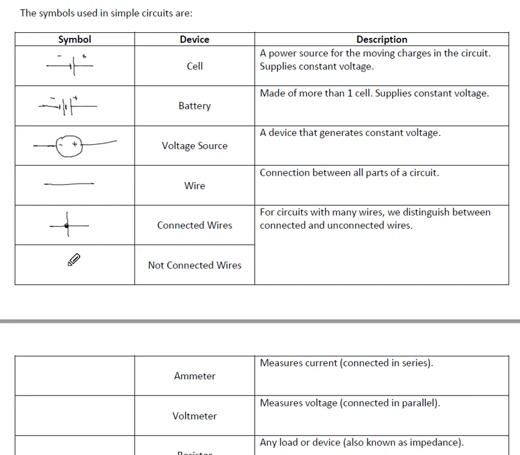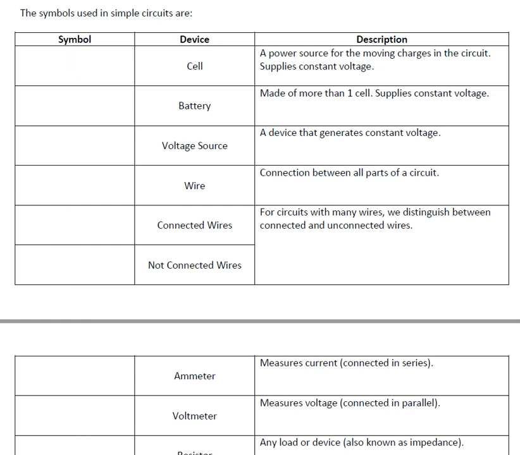If you want to show 2 wires that cross but aren't actually connected, usually what we do is draw a little bridge like so over top. Ammeter, big A, so this measures current. Voltmeter, big V, measures voltage.